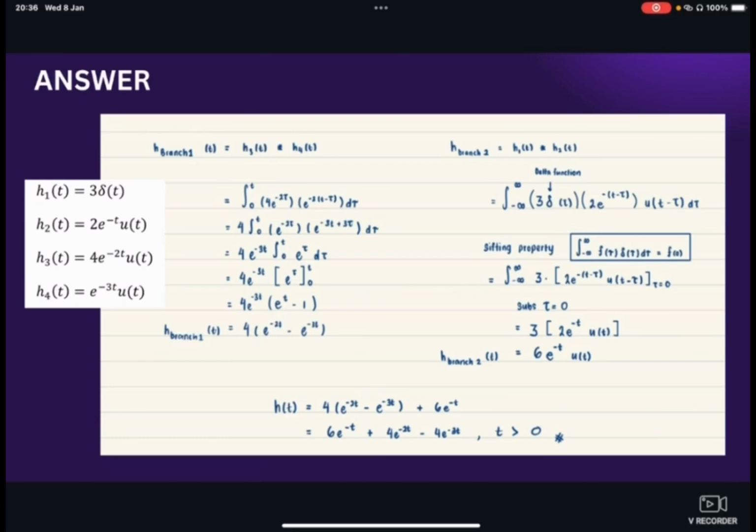H3T will multiply by H4T. So we sub in and then we do the calculation. As shown, for the H branch 1T, we get 4 in bracket exponent negative 2t minus exponent negative 3t, and for H branch 2t we get 6 exponent negative t ut. So to find the overall impulse response, we have to add it. So the HT is 6 exponent negative t plus 4 exponent negative 2t minus 4 exponent negative 3t.